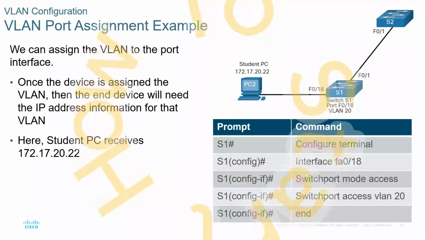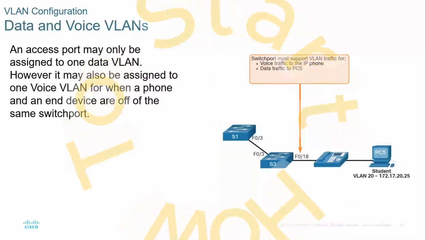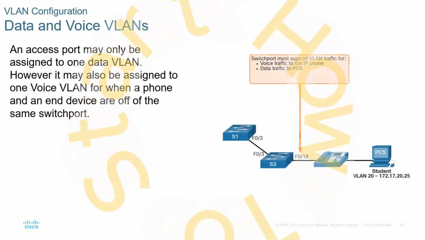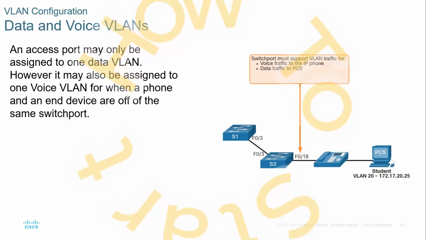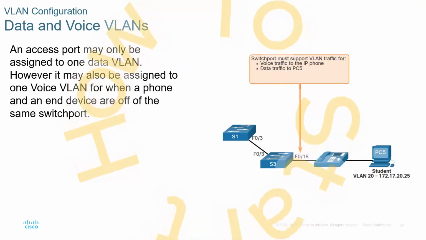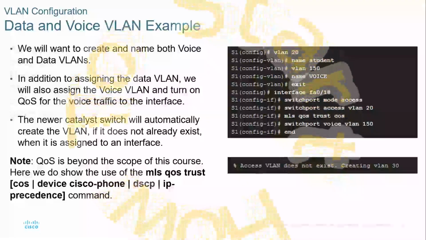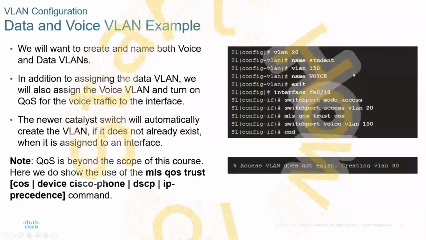So let's talk about now adding a voice VLAN in the mix. Again, we have switch 3 with a data port. We configured that data port to use VLAN 20, but now we want to add a voice device on that same connection. What we would end up doing is we would create a VLAN. Here we're calling VLAN 150.